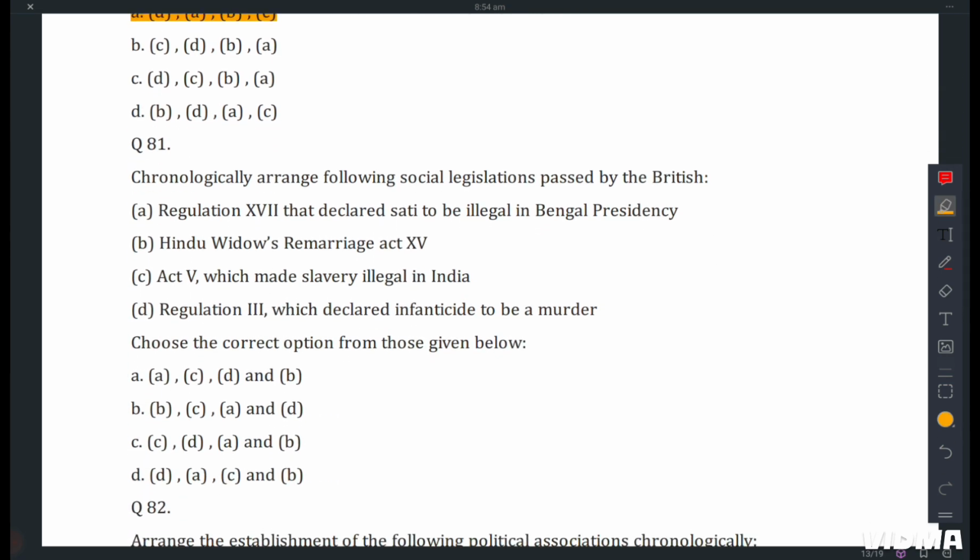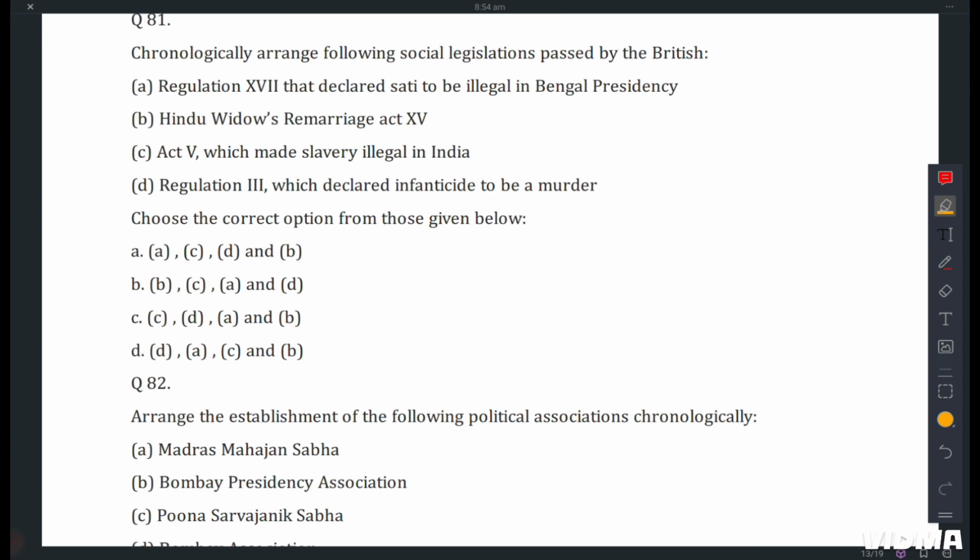Let's go to 81. Chronologically arrange the following social legislations passed by the British. So it is a repeated question also. Regulation 17 that declared sati to be illegal in Bengal Presidency. Hindu Widows Remarriage Act 15. Act 5 which made slavery illegal in India. Regulation 3 which declared infanticide to be a murder. So the correct answer is option D.